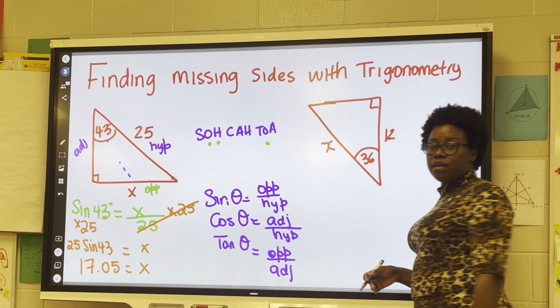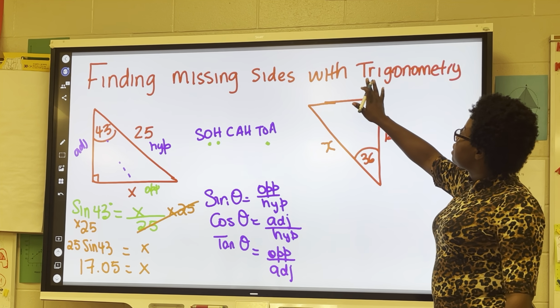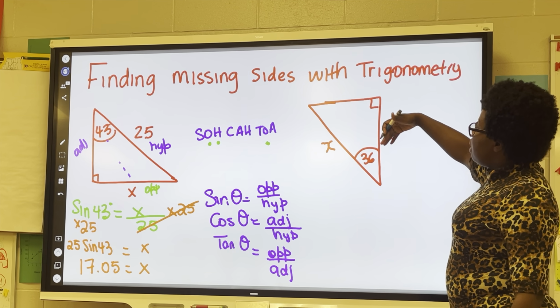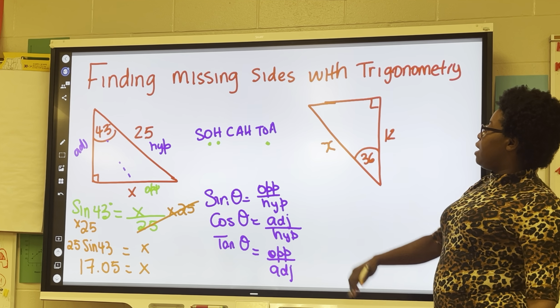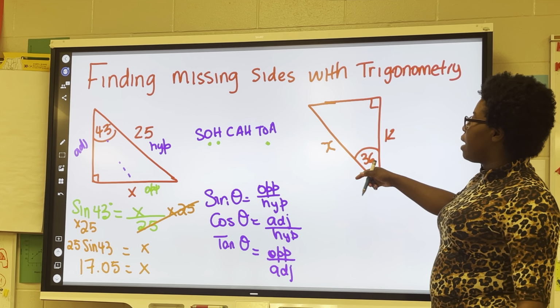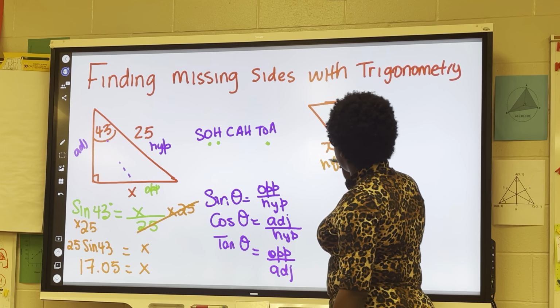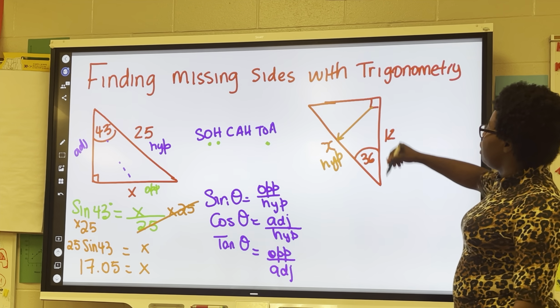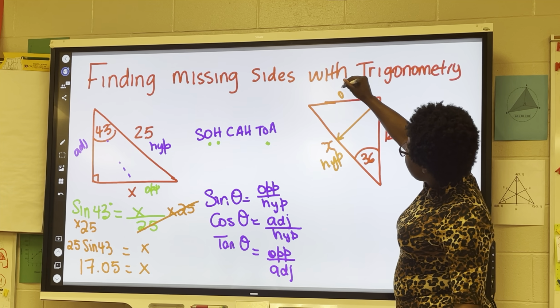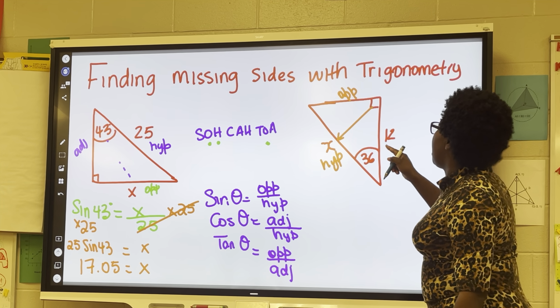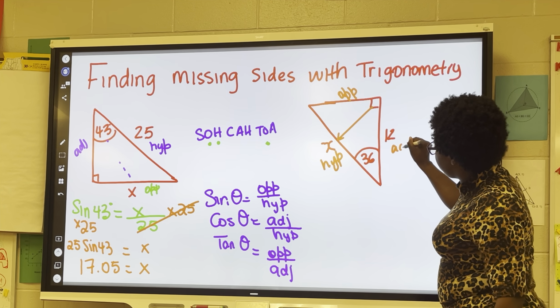All right, let's do another one. This one says the same, find the missing side. The side here is the hypotenuse, so we always label our sides based on the angle given. That's my hypotenuse, opposite to 90 degrees. 36 is opposite to this side, so that's my opposite side. And the adjacent is now my 12.